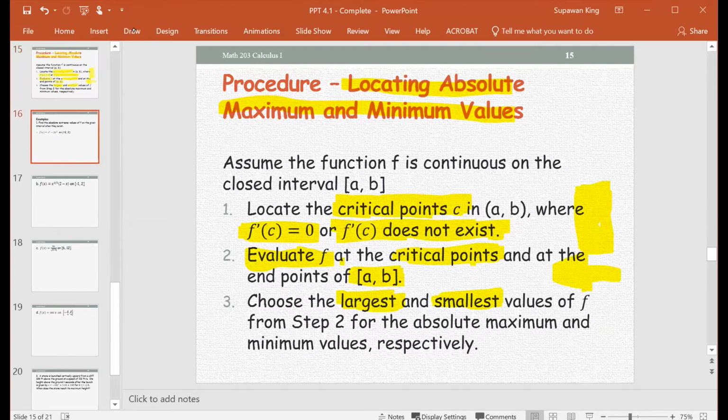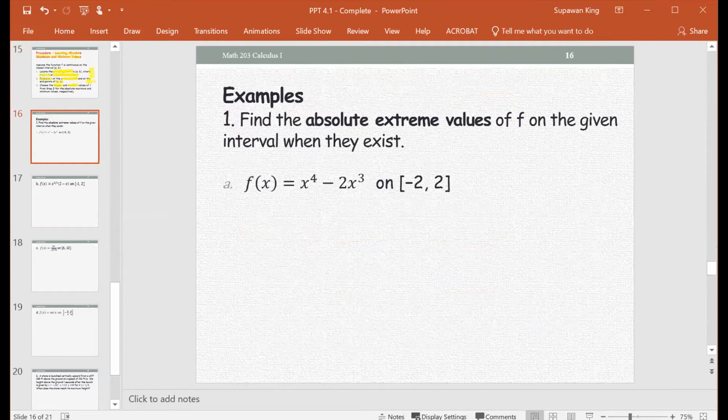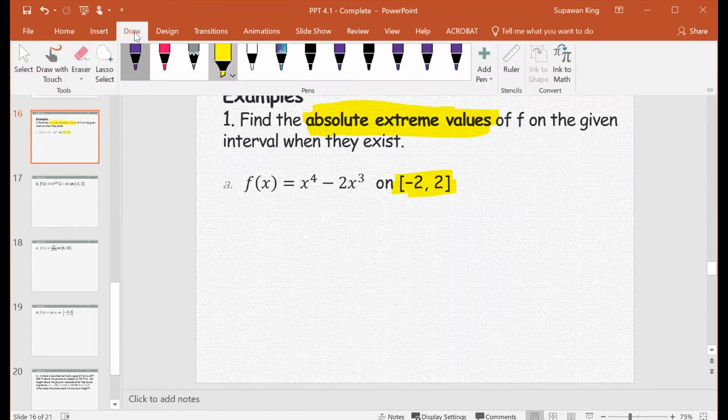Okay, let's see the first example. We have the function x to the fourth minus 2x to the third on the interval [-2, 2]. The problem asks you to find the absolute extreme values. Yes, does someone have a question? No? Okay. That means find both the absolute max and absolute min. This is a closed interval, and as long as the function is continuous, you have both values. But now we are going to compute what those values are.